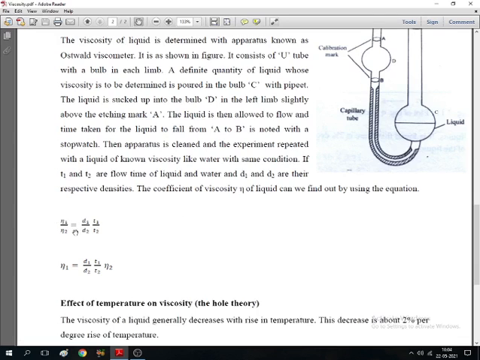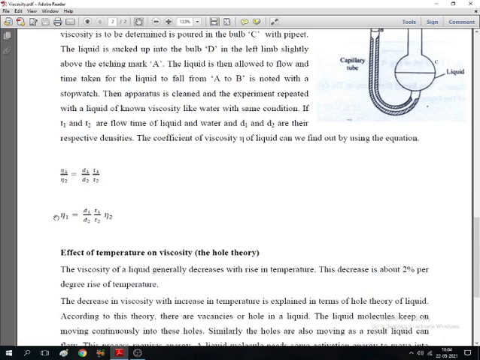eta1 upon eta2 is equal to d1 by d2 into t1 by t2, or eta1 is equal to d1 by d2 into t1 by t2 into eta2. Now this is the equation which is used to determine the viscosity of an unknown liquid by the relative method, which is the Ostwald viscometer method.